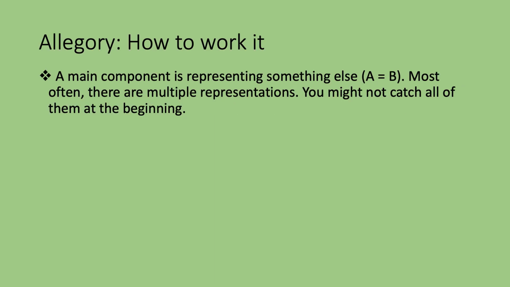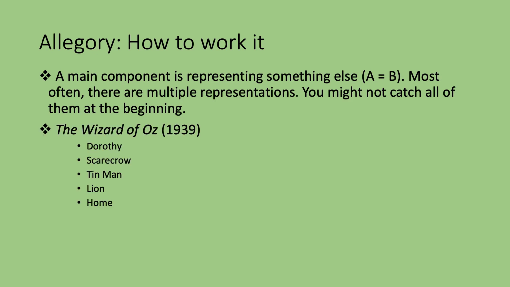Let's see how this works. In an allegory, a main component is representing something else. A is B. Most often there are multiple representations, and you might not be able to catch them all at the beginning. As an example, let's do The Wizard of Oz, the movie from 1939.